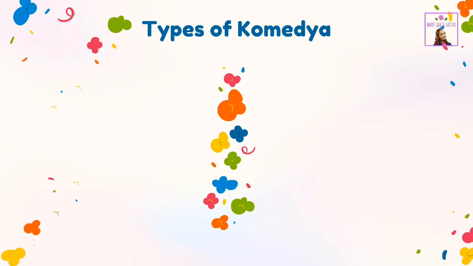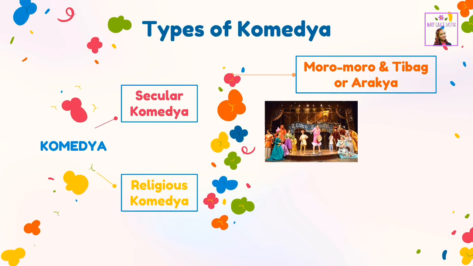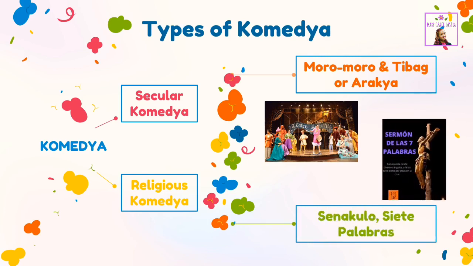There are two types of komedya. The first one is secular komedya and the second is religious komedya. Secular komedya was performed in local fiestas. Examples are Moro-Moro and Tibag or Arakyo. While religious komedya include the Sinakulo and Siete Palabras.